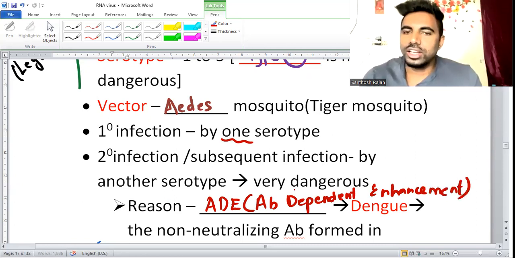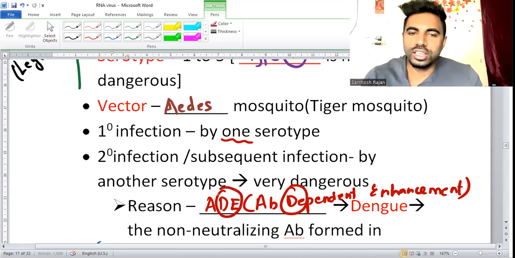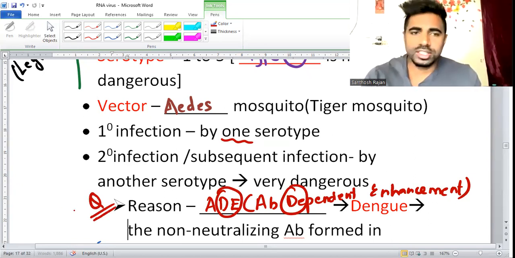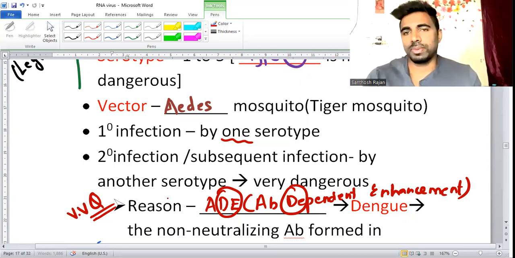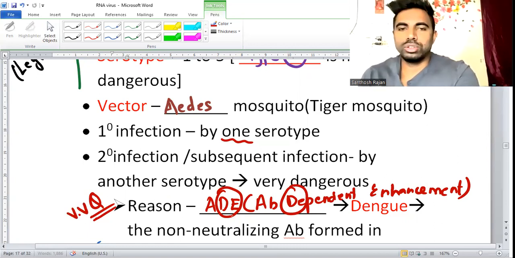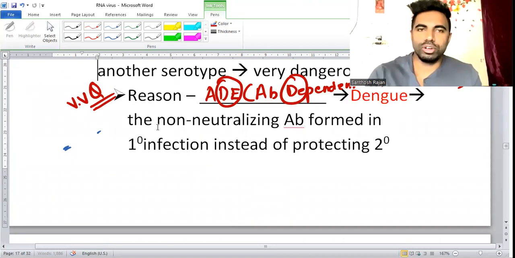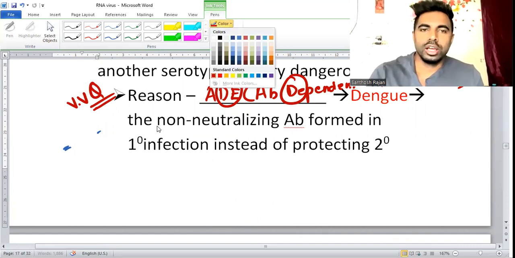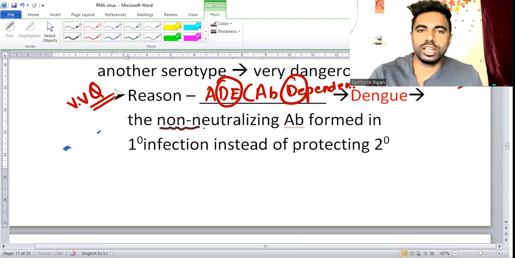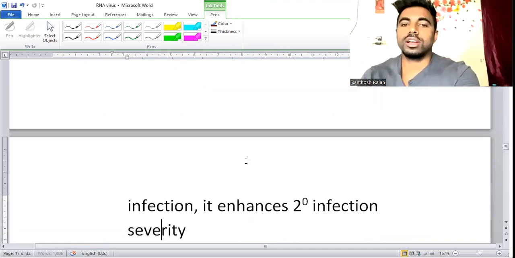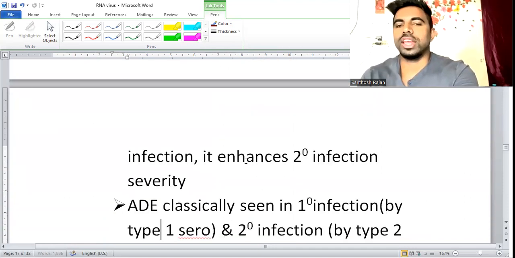D for dengue, antibody dependent enhancement. This question was asked in many PG and FMG exams also. It's an expected question. Mainly, this is a non-neutralizing antibody formed in the primary infection. Instead of protecting against the secondary infection, it causes harm. It enhances the secondary infection. That's what is called ADE.